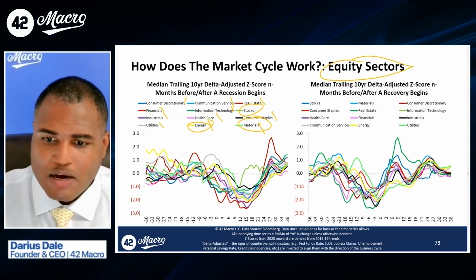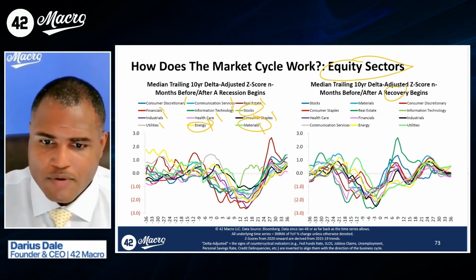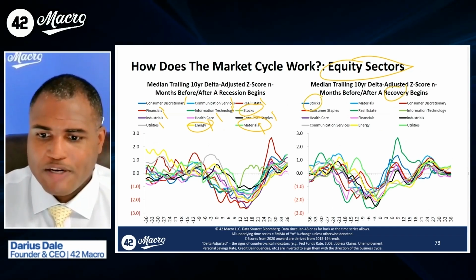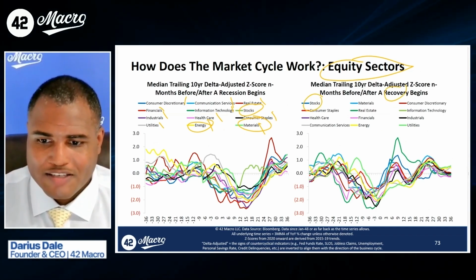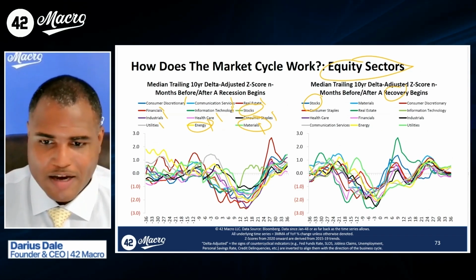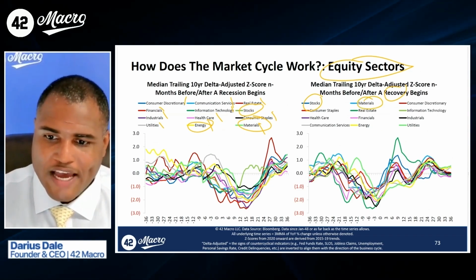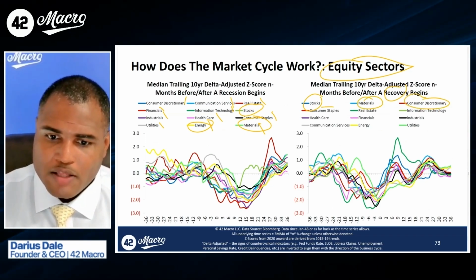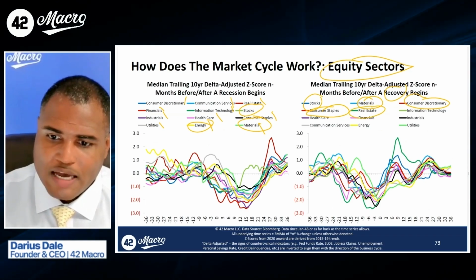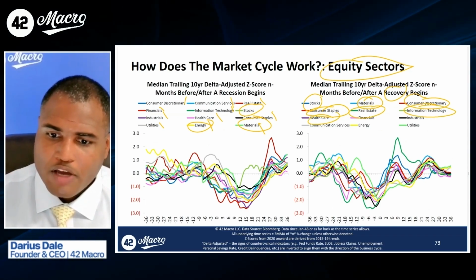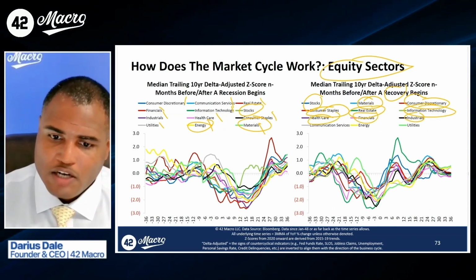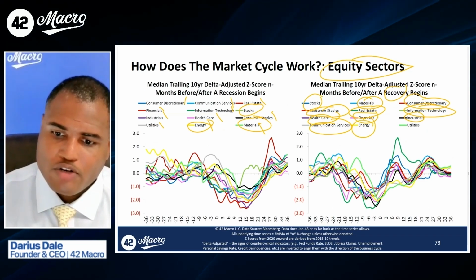And then in a business cycle upturn, in a recovery, you have stocks break out, the broader index breaks out before everything else. So if you're trying to look at this and predict the stock market, guess what? You're not going to do it. Then materials break out, then consumer discretionary break out, then consumer staples break out, then real estate breaks out, then tech breaks out, then healthcare breaks out, then financials, then industrials, then comm services, then energy, then utilities.